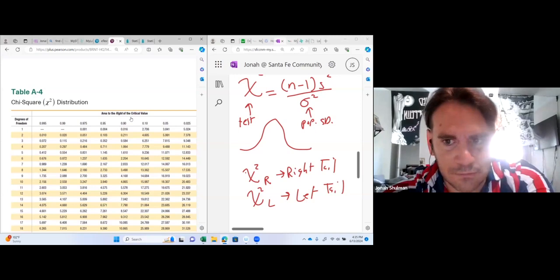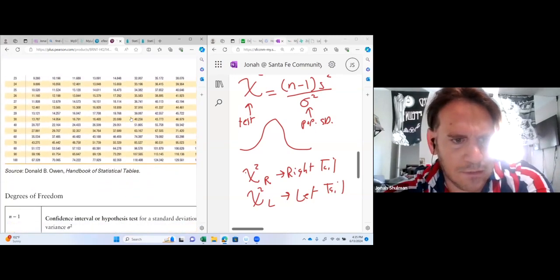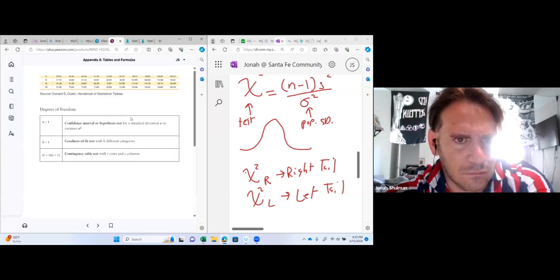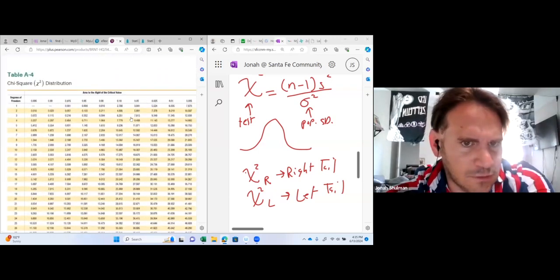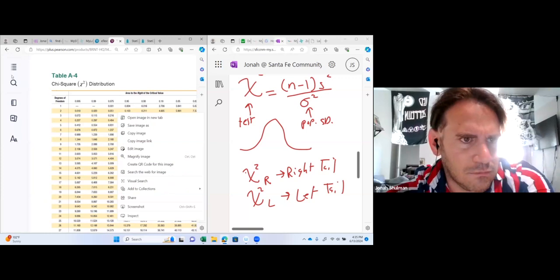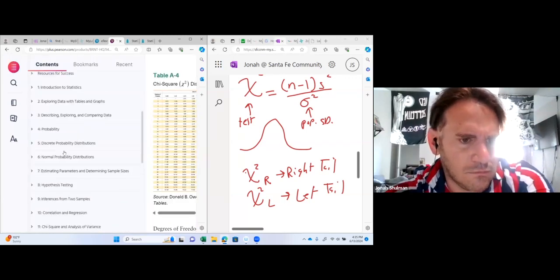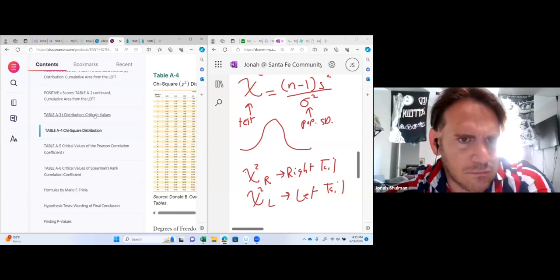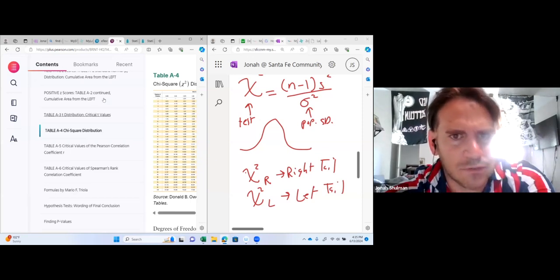This is to the right. So this is for when we got the right tail. We should have one for the left. We don't have a left? Nope, okay, that's all we got. And there was the one we did last time, the critical T's. Here's our chi-squared ones.